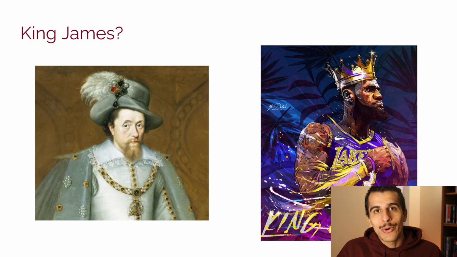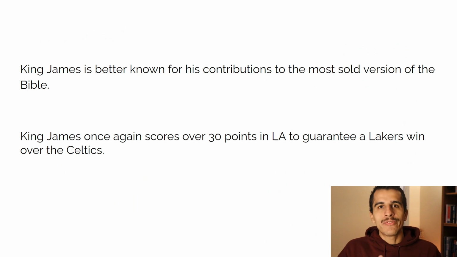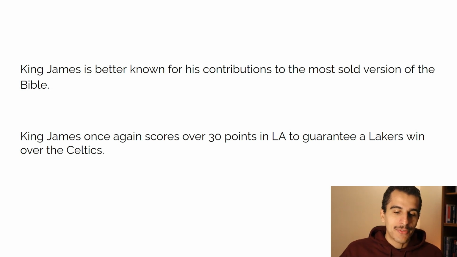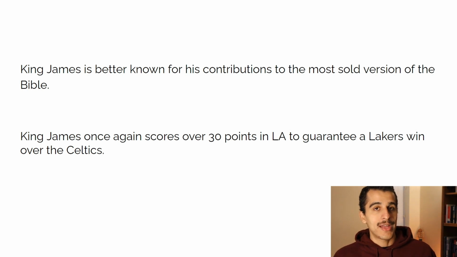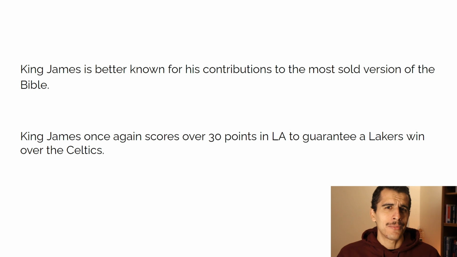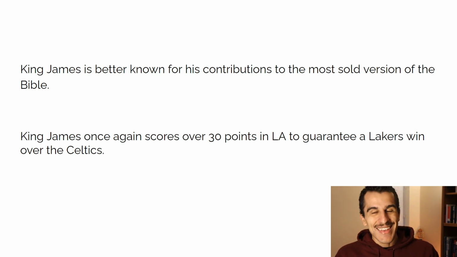And the problem with word2vec is, if you give it two sentences like that, King James is better known for his contributions to the most sold version of the Bible, or King James once again scored 30 points in LA to guarantee a Lakers win over the Celtics, word2vec can only see one word at a time. It doesn't understand the whole context of what's being said. So that's one of the greatest setbacks of word2vec. It isn't really capable of understanding phrases.